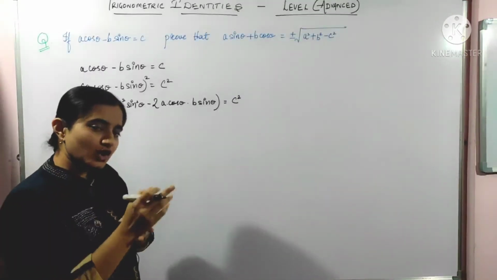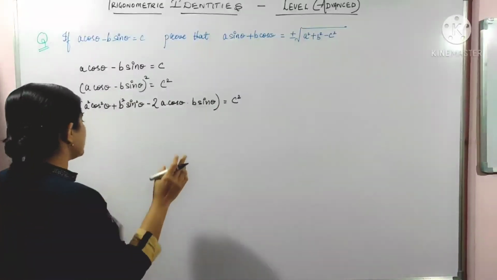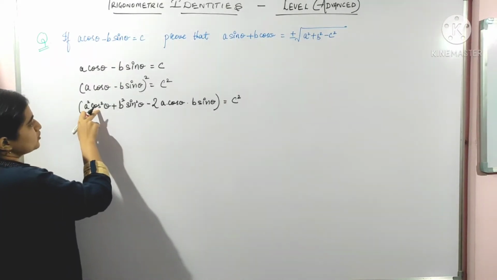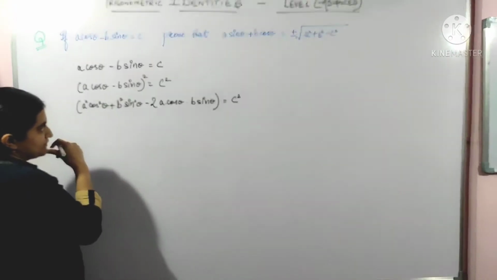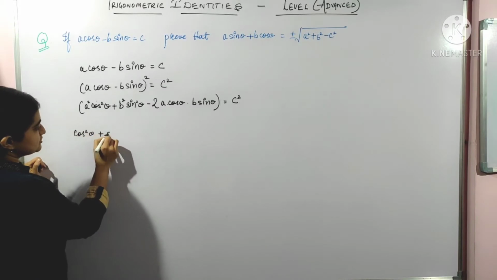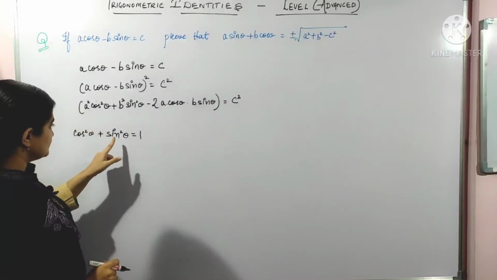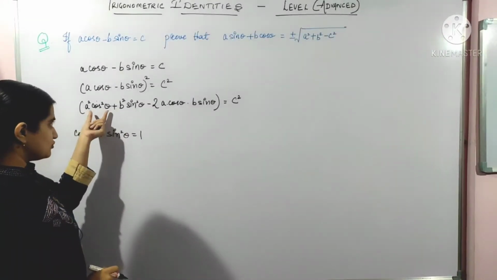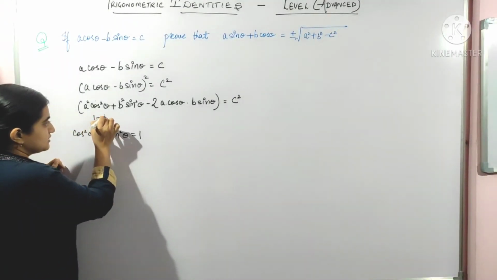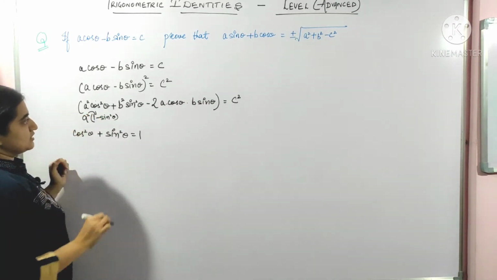Now we are in a deadlock, and whenever we are in a deadlock we can apply an identity. So let's think about some identity. Cos square, sin square, but here it's b square, so it's better to apply the identity here and here only. See, if we apply the identity, we have cos square theta plus sin square theta equals 1. So if we want the cos square theta value, we will get 1 minus sin square theta, and we can put that 1 minus sin square theta here.